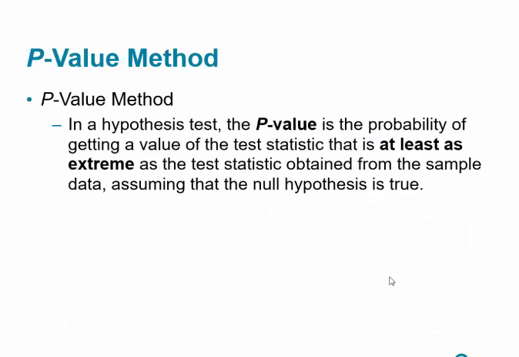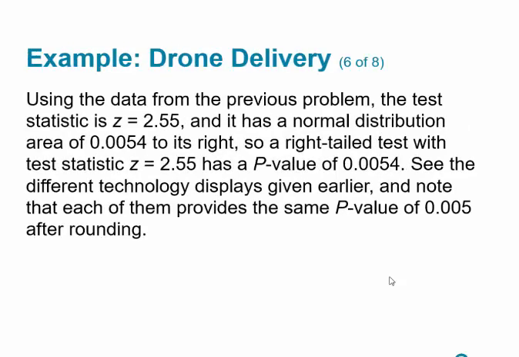P-value method. In a hypothesis test, the p-value is the probability of getting a value of the test statistic that is at least as extreme as the test statistic obtained from the sample data, assuming that the null hypothesis is true. Now, using the data from the previous problem, the test statistic z equal to 2.55 has a normal distribution area of 0.0054 to its right. So a right-tailed test with a test statistic of z equal to 2.55 has a p-value of 0.0054. Again, we can see the different technology displays given earlier, and each of them provides the same p-value of 0.005 after rounding.